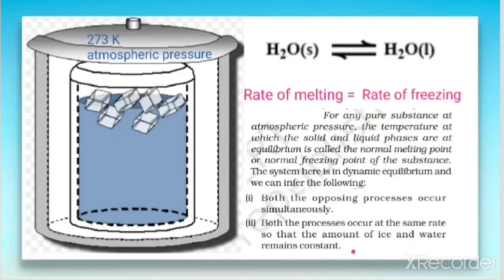So we can say that there is an equilibrium between the solid phase and the liquid phase of water, as the melting and freezing processes, both opposing, take place together at the same rate. So we can say that the amount of ice and the water remains constant. So this is an example of solid-liquid equilibrium.